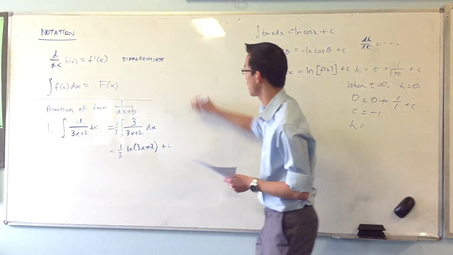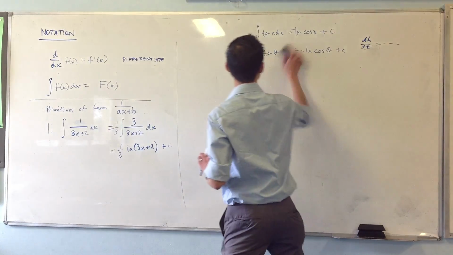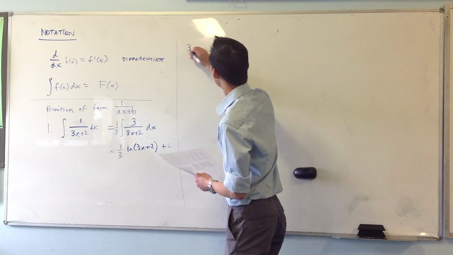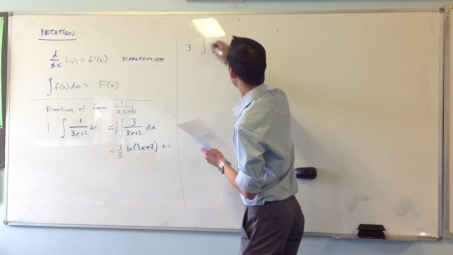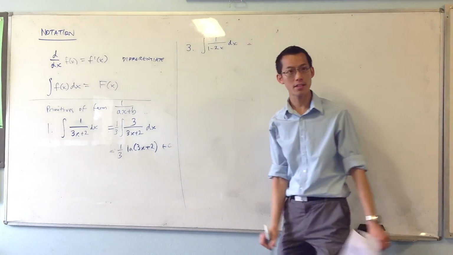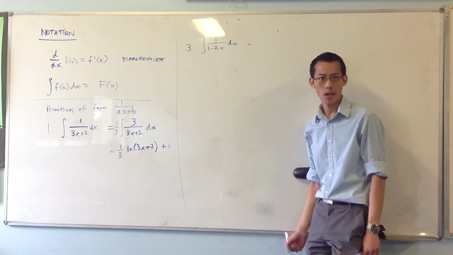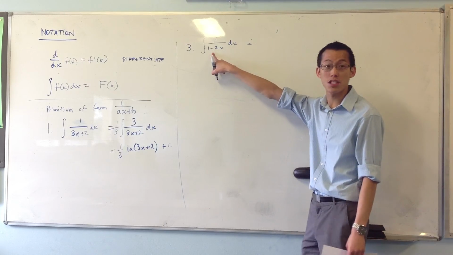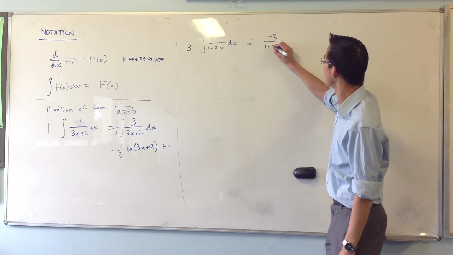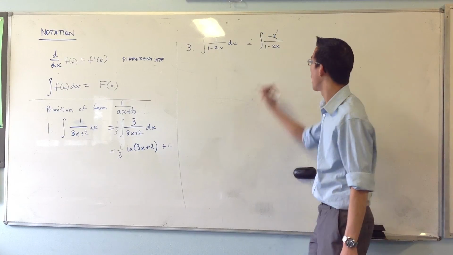Which one do I want to do? Actually, not the next one. Let's do number 3. Because it's a little more interesting. Three. Okay. Okay, this time you tell me what to do. Right? How am I going to have to adjust the numerator? I want a -2 up there, right? Because that's the derivative of the denominator, right? So if I stick a -2 up there, how do I compensate? Yeah, -1/2 out the front.